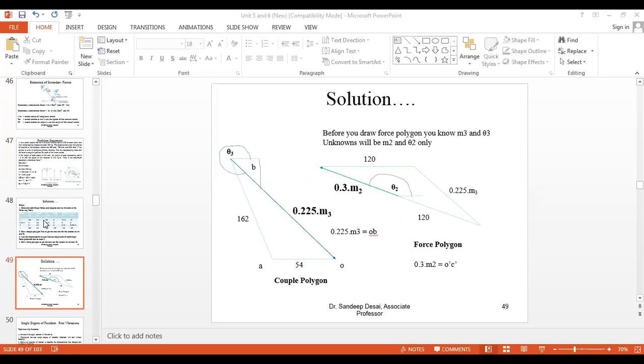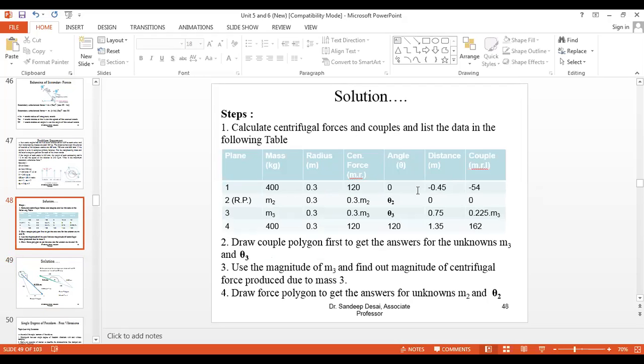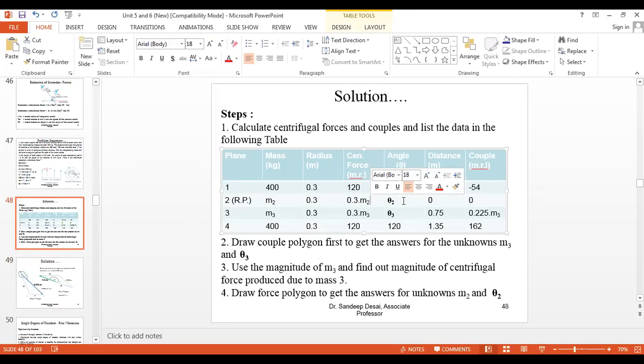Now, for drawing the force polygon, you need the magnitude of the forces which are there. This magnitude is known, direction is known. This magnitude is not known, direction is not known. So keep it as it is. This magnitude is now known because m3 is known to you. This theta is also known. So these two values are now known. All that which is highlighted is known.